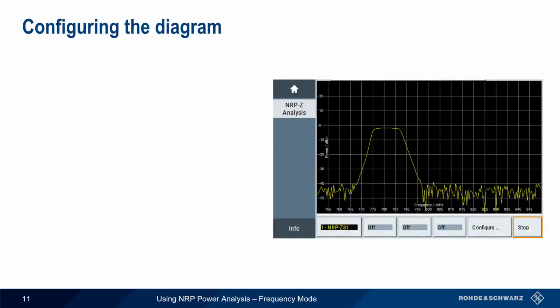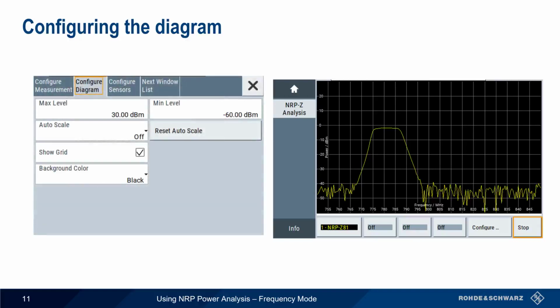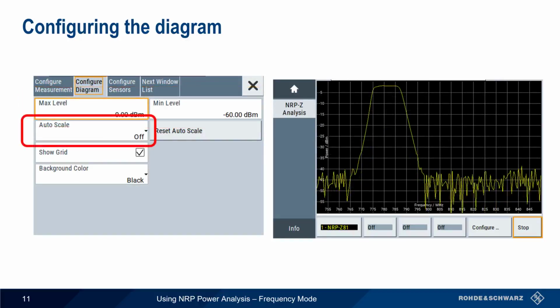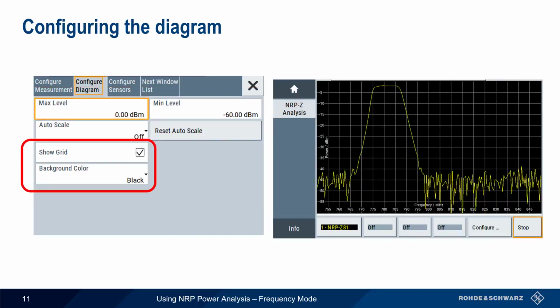We often need or want to change the scaling of our results. We can use Configure Diagram to adjust the diagram display. Max and min level can be manually configured, or we can use the Auto Scale feature. We can also enable or disable the grid and change the background color, which affects both the current screen as well as saved screenshots.